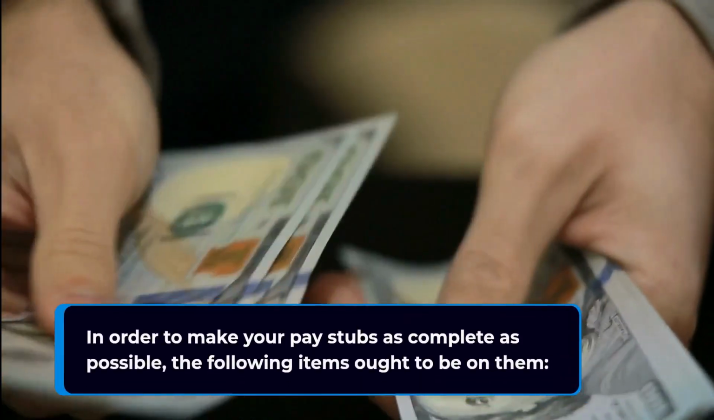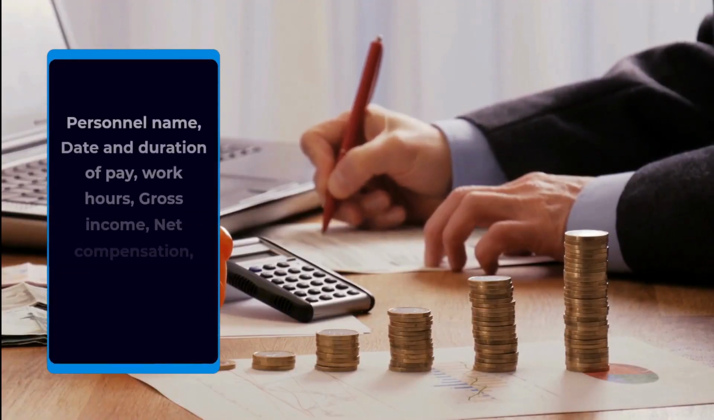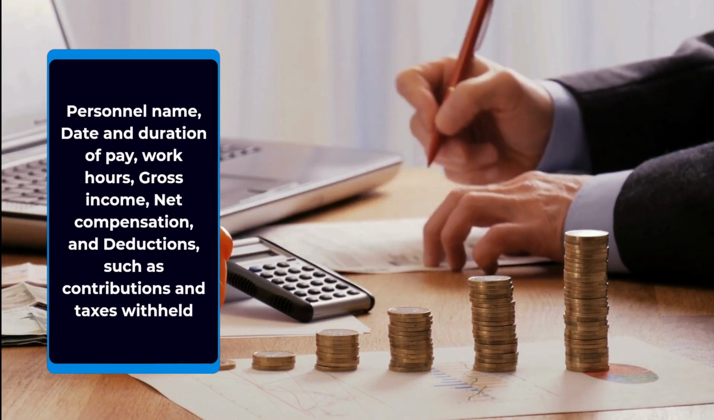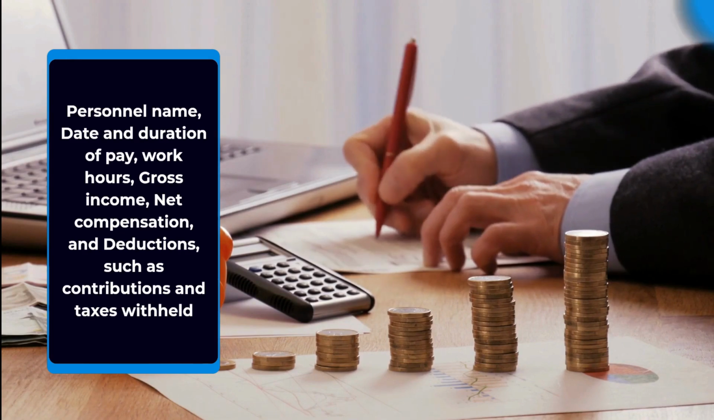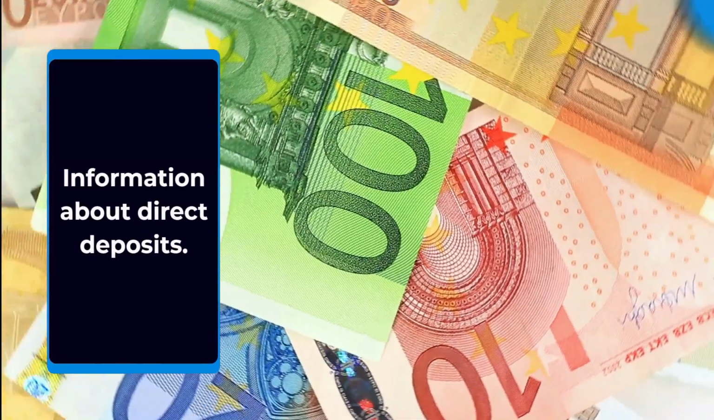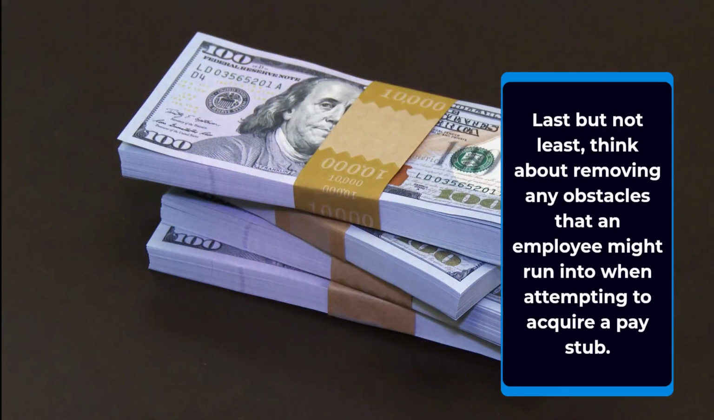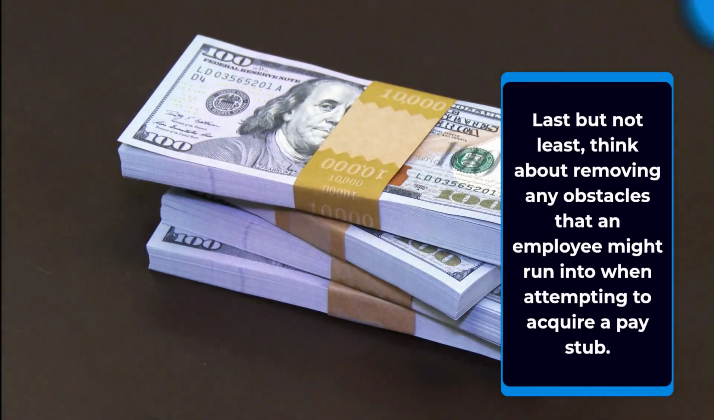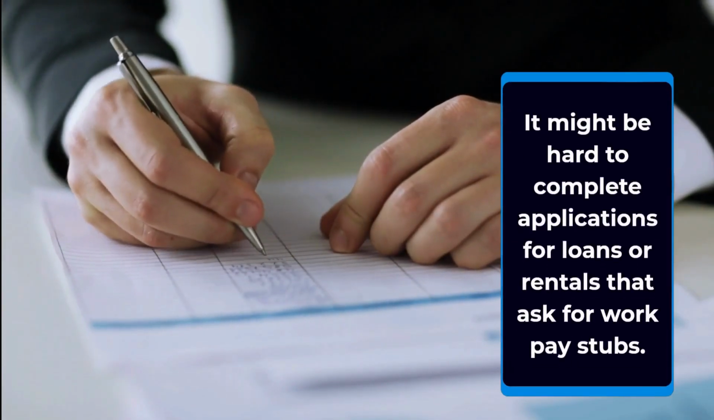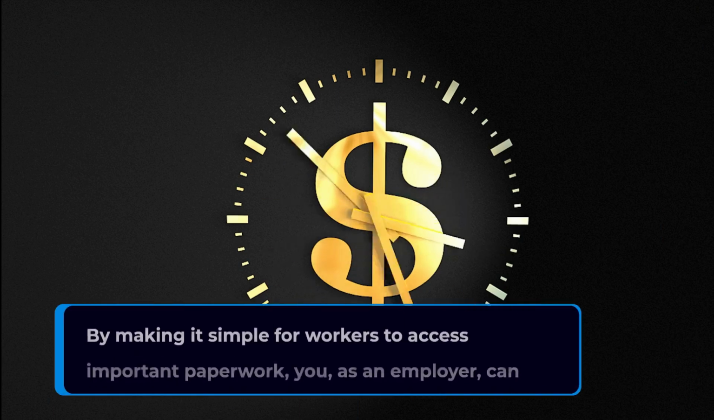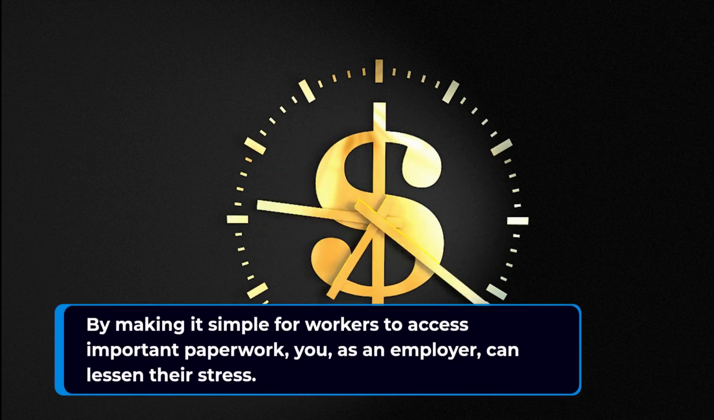In order to make your pay stubs as complete as possible, the following items ought to be on them: personnel name, date and duration of pay, work hours, gross income, net compensation, deductions, such as contributions and taxes withheld, and information about direct deposits. Last but not least, think about removing any obstacles that an employee might run into when attempting to acquire a pay stub. It might be hard to complete applications for loans or rentals that ask for work pay stubs. By making it simple for workers to access important paperwork, you, as an employer, can lessen their stress.